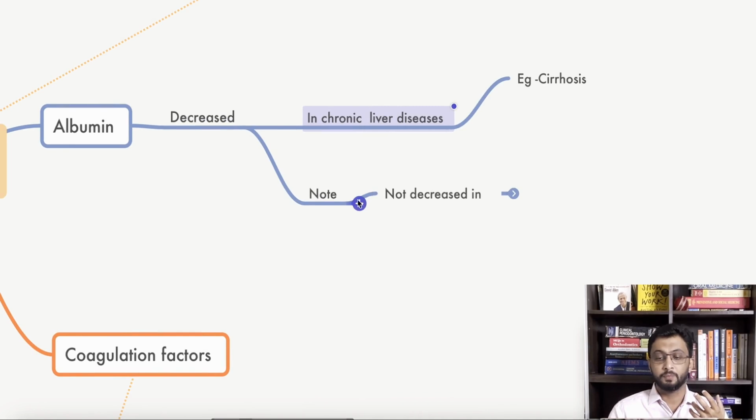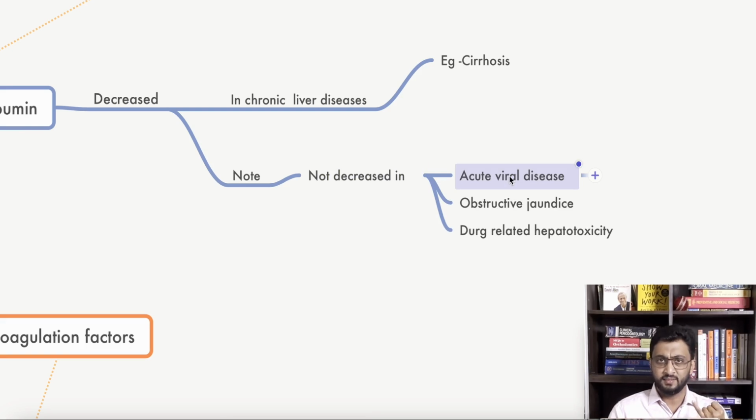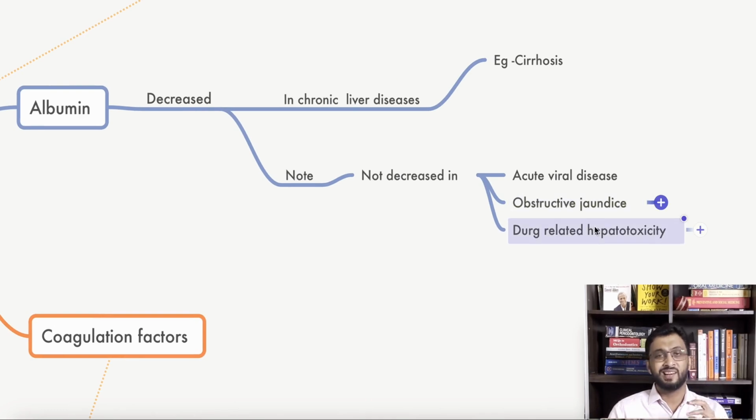Please note, it's not decreased in acute liver disease like acute viral disease, liver abscess, or obstructive jaundice. Obstructive jaundice is a cholestatic liver disease where ALP is raised, not albumin decreased. Drug-related hepatotoxicity is another example of acute liver disease. Basically, for albumin synthesis, or protein synthesis in the liver, to decrease, it takes time. So it happens only in chronic liver diseases, not in acute.